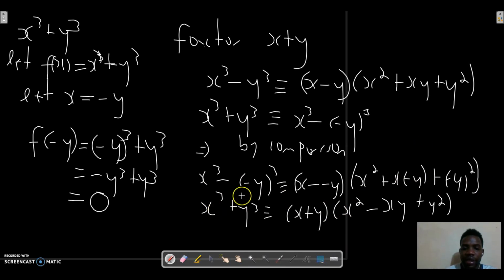If you have the sum of cubes, look at the signs. You have a positive in the first bracket, the next sign you see is a minus, and then the next sign you see is a positive. So we have kind of an alternation taking place there.